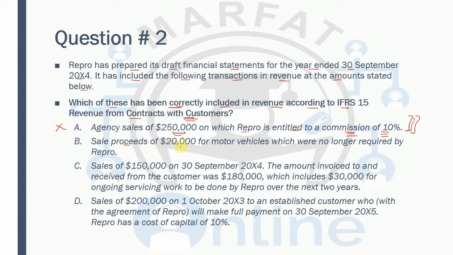Sale proceeds of 20,000 from the motor vehicles. So revenue is the income from the ordinary course of business. So B option is not the correct option.